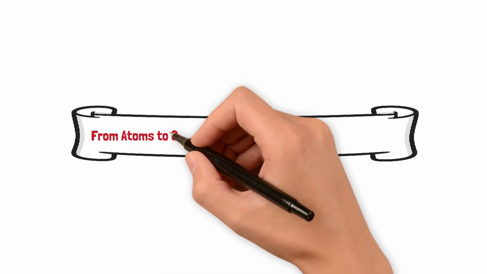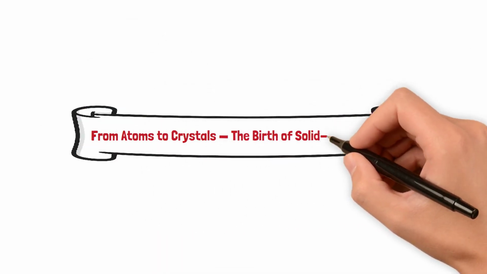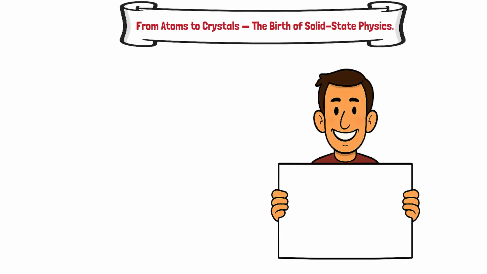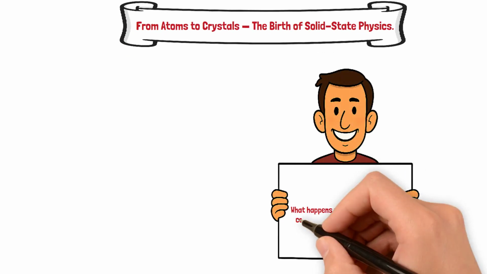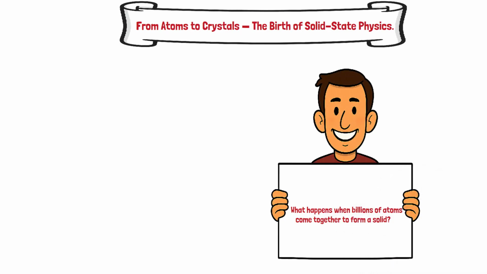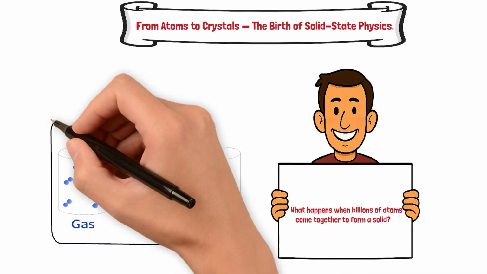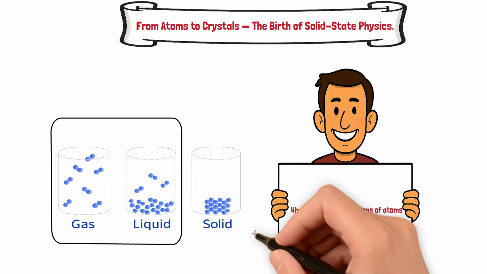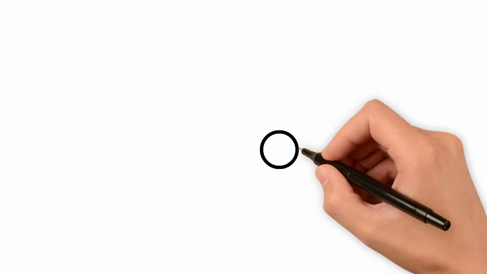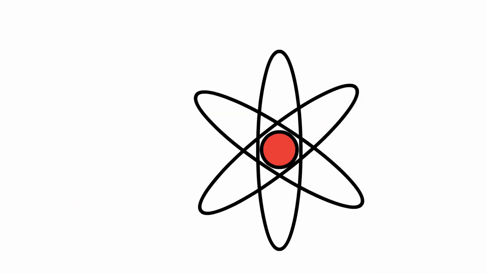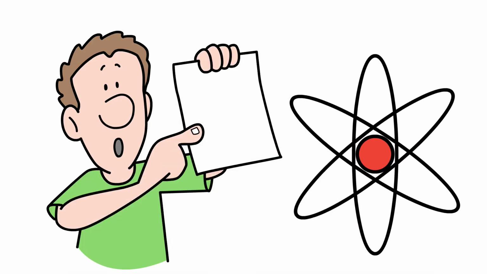From atoms to crystals, the birth of solid-state physics. It all begins with the question, what happens when billions of atoms come together to form a solid? In gases and liquids, atoms move freely, but in solids, they lock into repeating patterns, crystals, where each atom interacts with its neighbors in perfect geometric order.